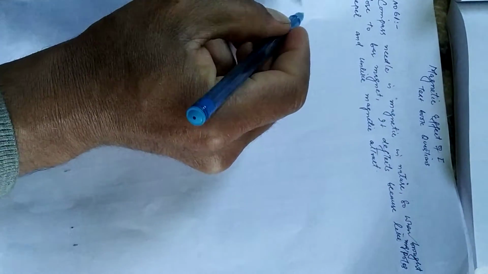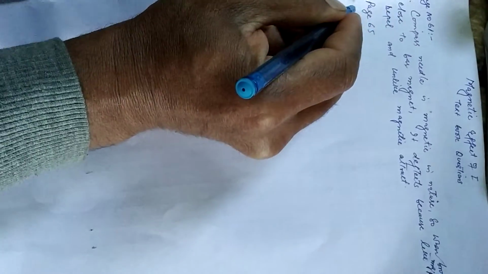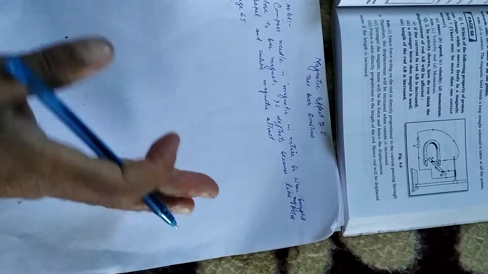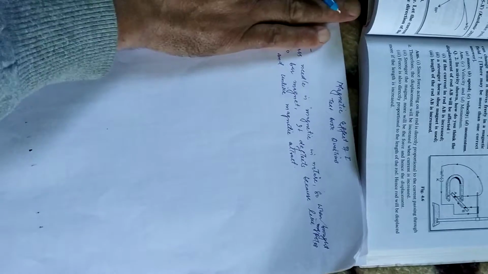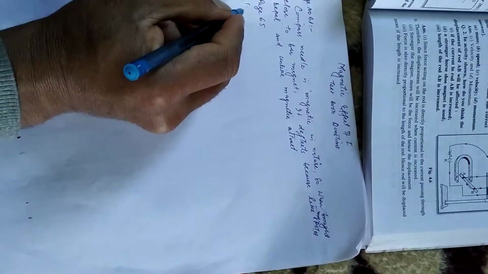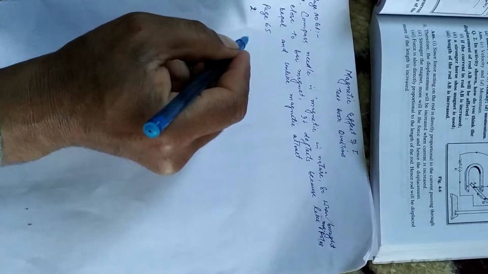The second question is on page number 65. First, draw magnetic lines around a bar magnet. For that, inshallah, when the school reopens, I will show you in the practical lab how we draw the magnetic field lines around a bar magnet using a compass. The second question is: list the properties of magnetic lines of force.